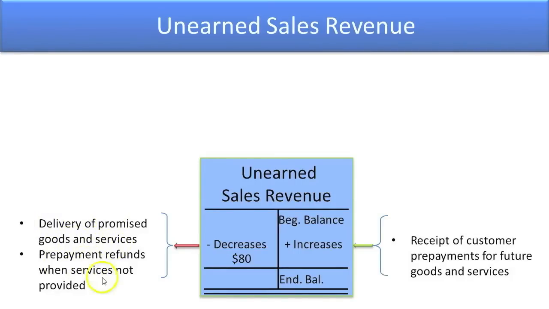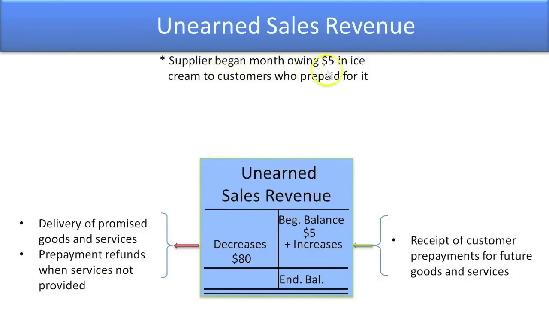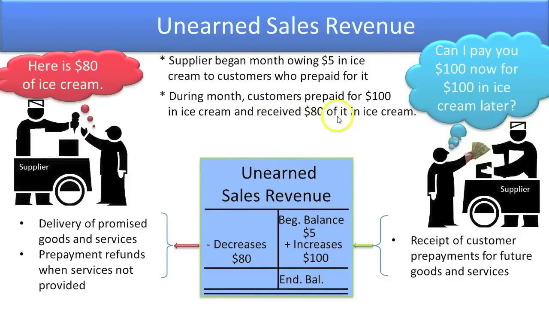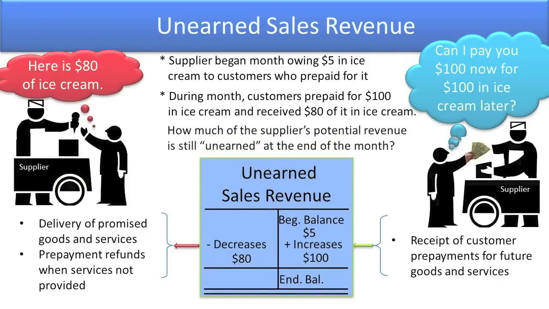Assume the supplier began the month owing $5 in ice cream to customers who prepaid for it. Then, during the month, customers prepaid for another $100 in ice cream that they expect to receive later. Also, during the same month, after customers made the prepayments, they went in and collected $80 worth of ice cream. How much does the supplier still owe these customers? $105 is what was owed at a point in time because they started with $5 and then had another $100 of prepayment. Then $80 worth of goods or services were delivered to the customers, resulting in $25 of remaining unearned sales revenue. The $80 here is now earned revenue, so it comes out of the liability account and goes on the income statement as sales revenue.